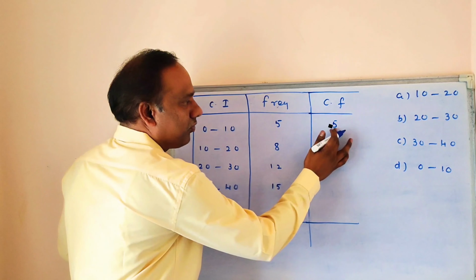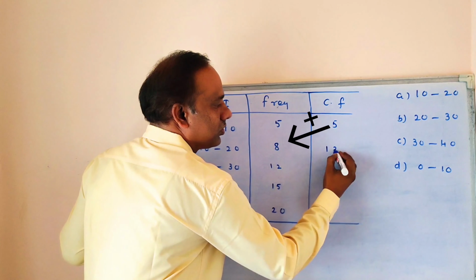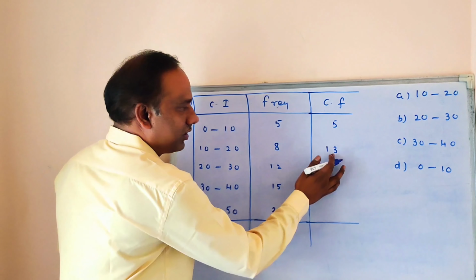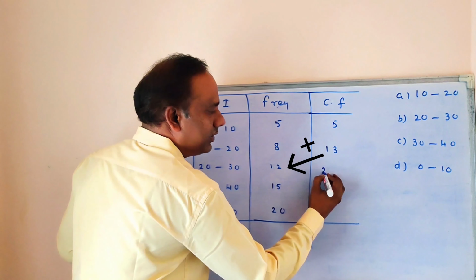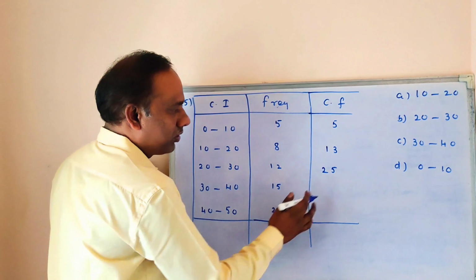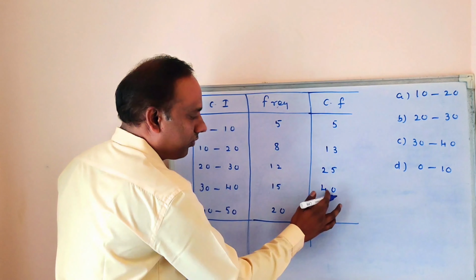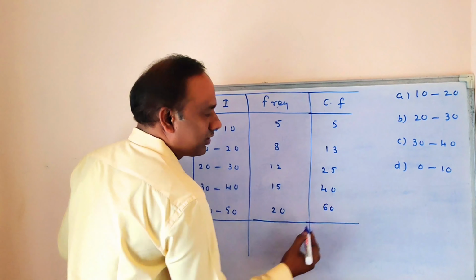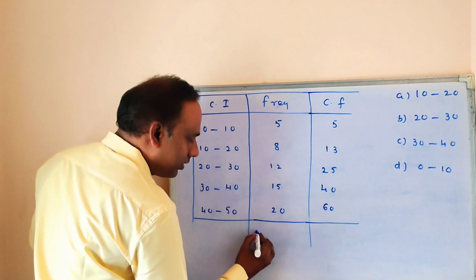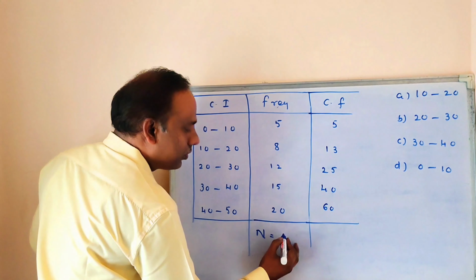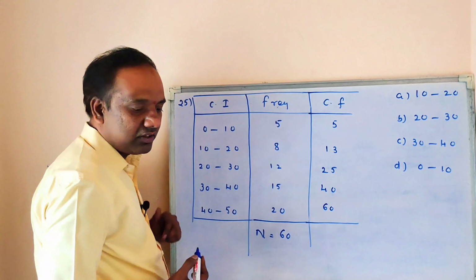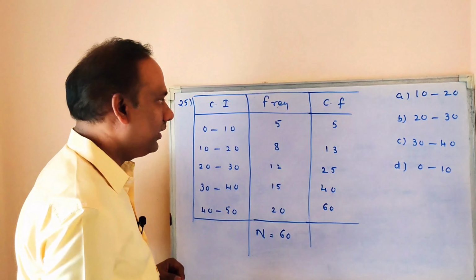you add the next one. So 5 plus 8 is 13. 13 plus 12 is 25. 25 plus 15 is 40 and 40 plus 20 is 60. That means total frequency n is equal to 60. Here they ask the median class.